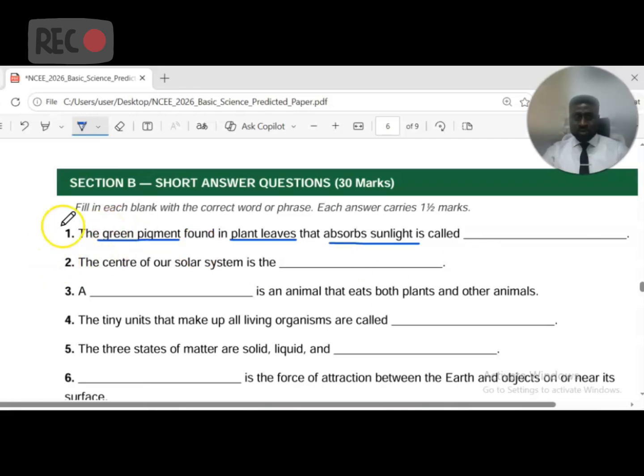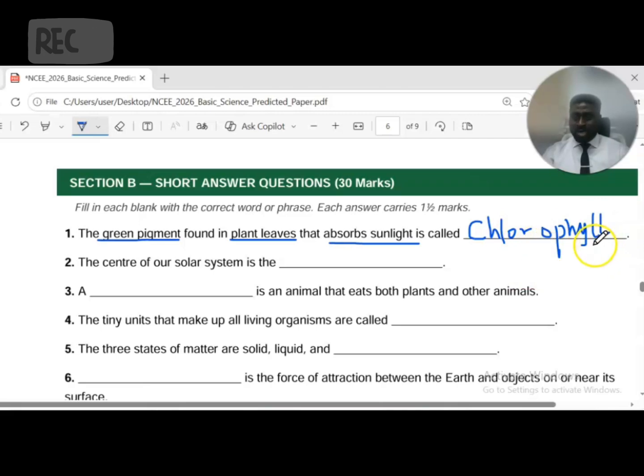So coming back to the question, from all these references regarding living things and non-living things, then plants and how they feed or manufacture their own food, the green pigment found in plants' leaves that absorbs sunlight is called, the answer is chlorophyll. Now the chlorophyll is contained in an organelle in the plant cell called the chloroplast.